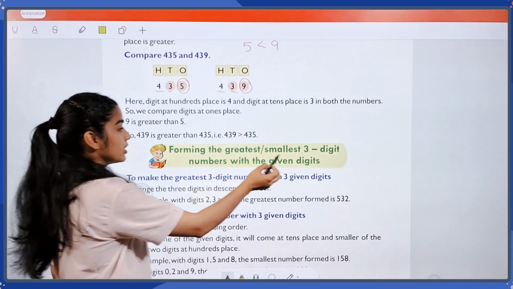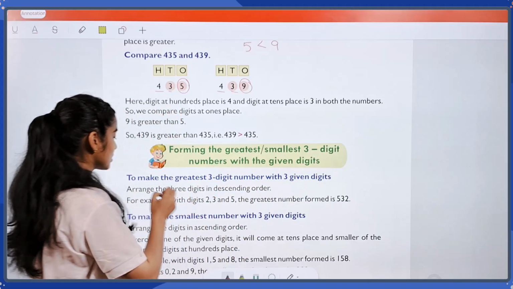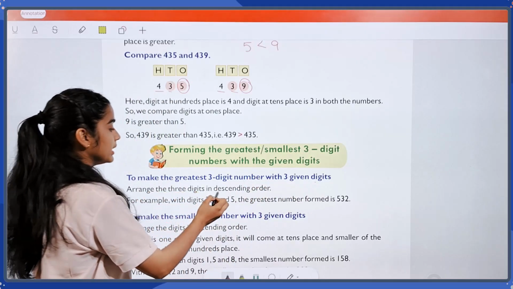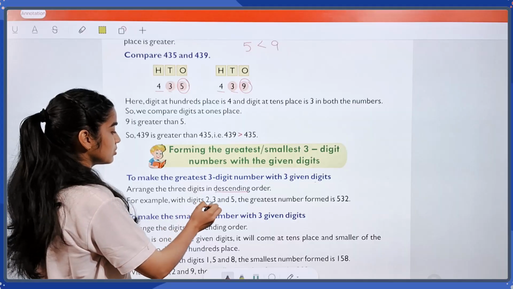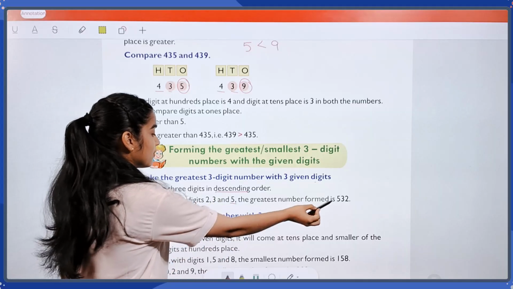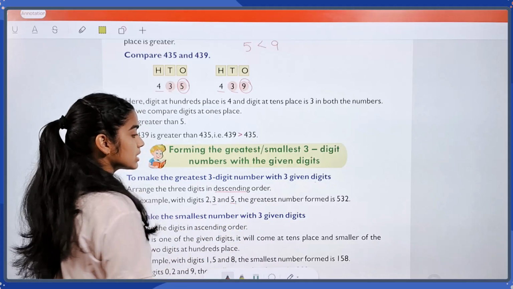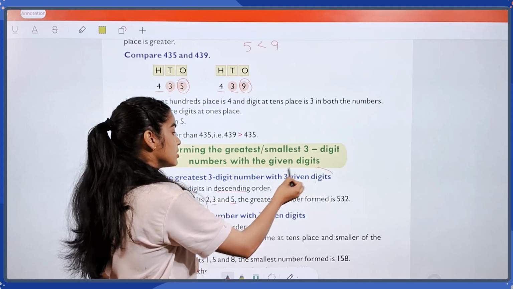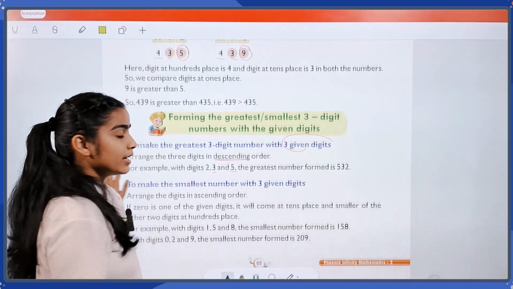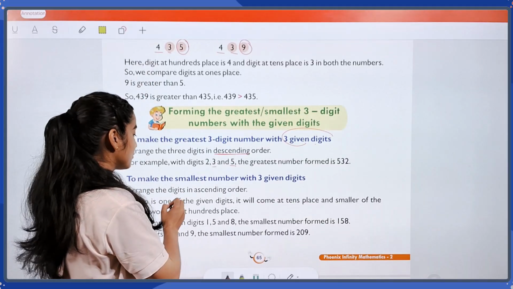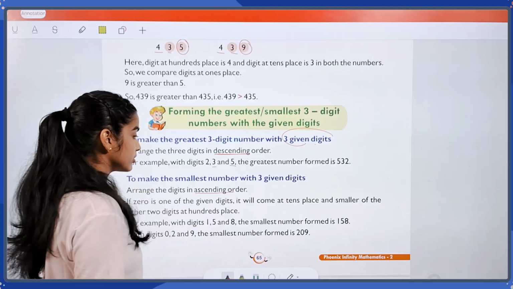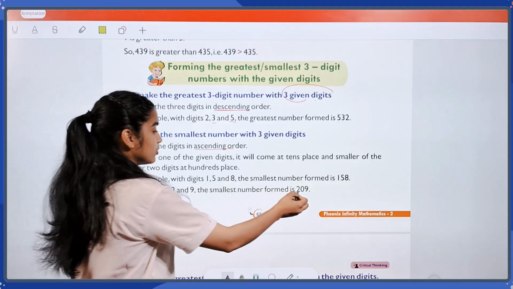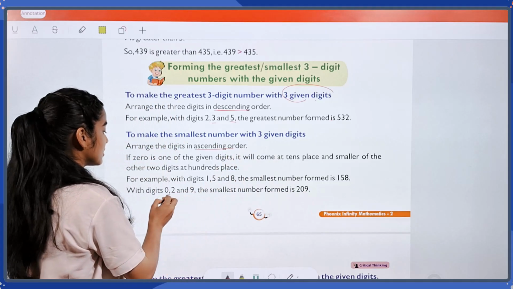Forming the greatest and smallest 3-digit number with the given digits. To make the greatest 3-digit number with 3 given digits, arrange the digits in descending order. For example, the digits 2, 3, 5. Which one is bigger? 5. So first write 5, then 3, then 2. So this is the greatest number. If we want to make the greatest number, we have to arrange the given digits in descending order. And if we want to make the smallest number, then we have to arrange the given digits in ascending order. So for example, we have the digits 0 to 9. How can we arrange it? So first we write 209, and always make sure you never write 0 as your first digit.